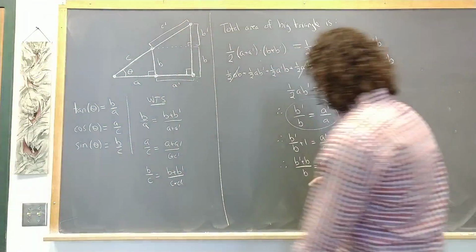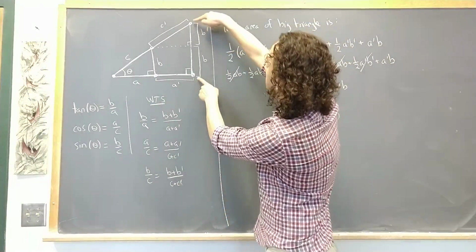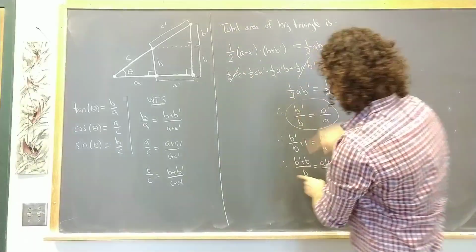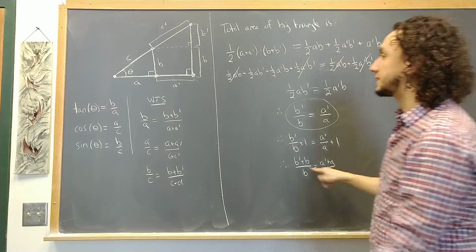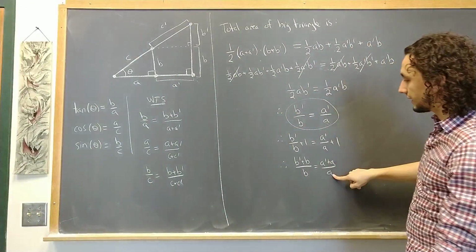In other words, the proportion of how much longer this b plus b prime side is compared to the original length of the b side is the same proportion as how much longer the a plus a prime side is compared to just the a side.